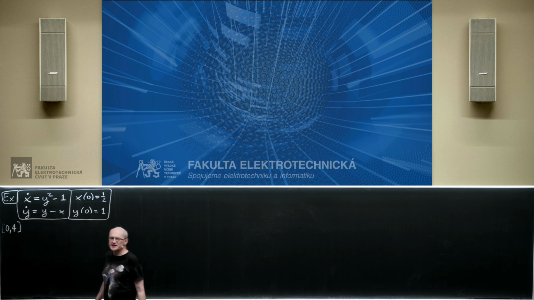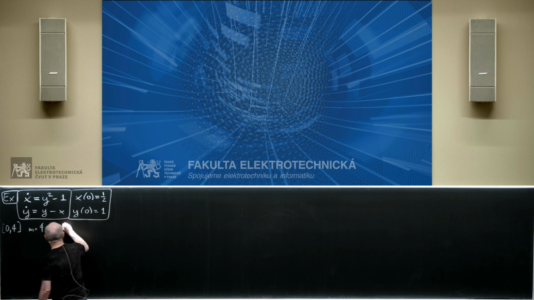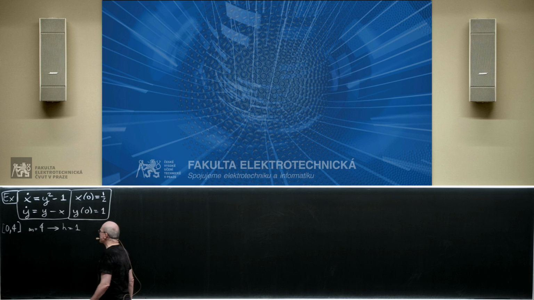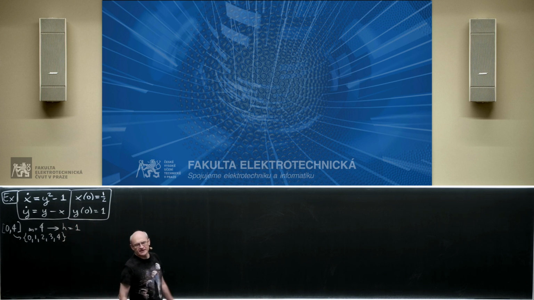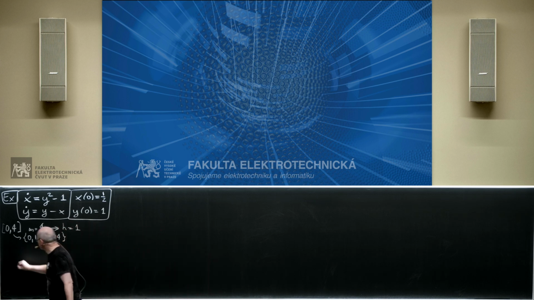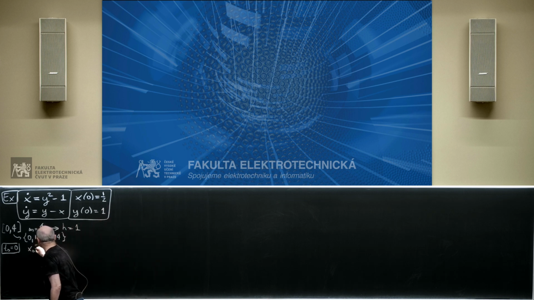I choose a partition size, well, something nice. Let's say m is equal to 4. That's a very nice partition size, because then the step size is 1. And once we have the partition size or the step size, we can see that in fact we are interested in times 0, 1, 2, 3, and 4. So far so good. What's happening at time 0, which is t0? Well, there we know the values. So x0 is simply 1/2, which is 0.5, and y0 is 1.